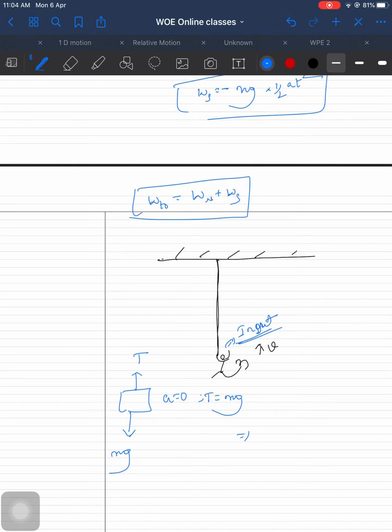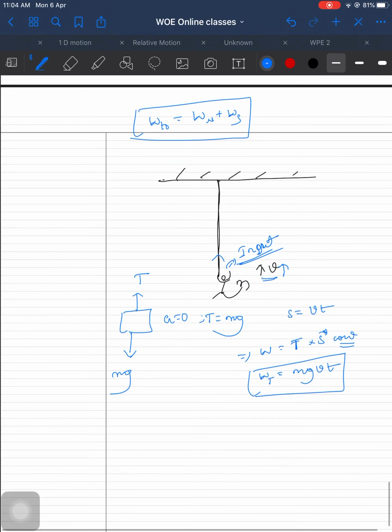Okay, so T is equal to mg and s is equal to, what is the velocity? v into t. Now work done is equal to force into displacement. Tension in which direction? Upwards. Velocity or displacement in which direction? Upwards. T s cos theta, cos 0 is 1, so mg multiplied with vt is the work done by tension.